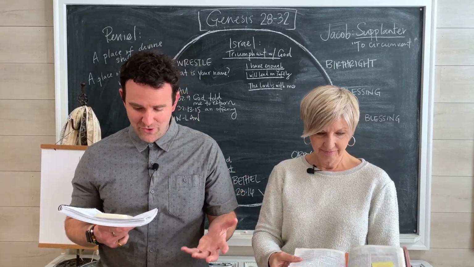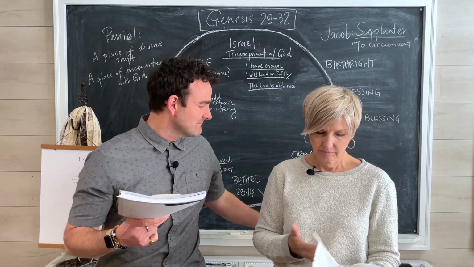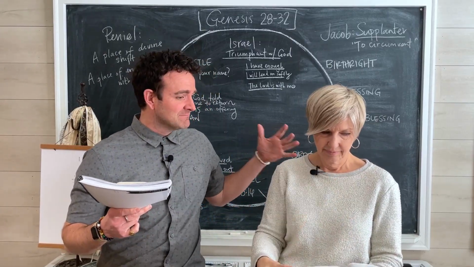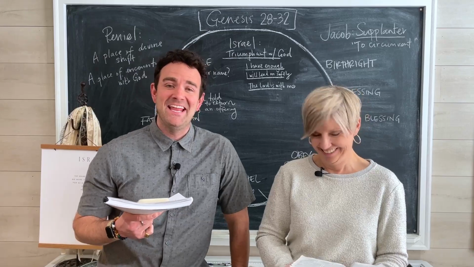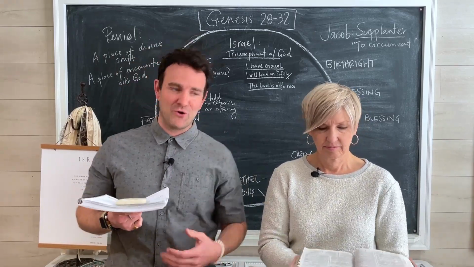29 starts with the words, then Jacob went on his journey, right? So he had this great experience on Sunday evening, and then now it's Monday, and he's just on the journey again. And he gets to a well, and he meets a girl there.